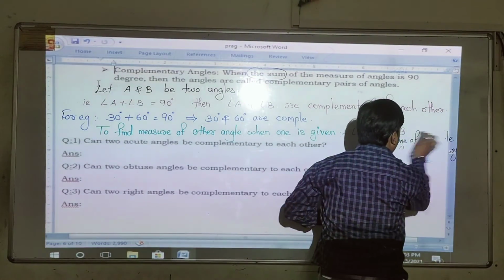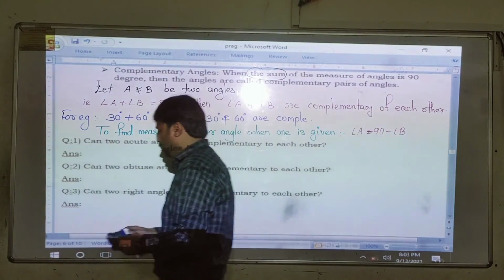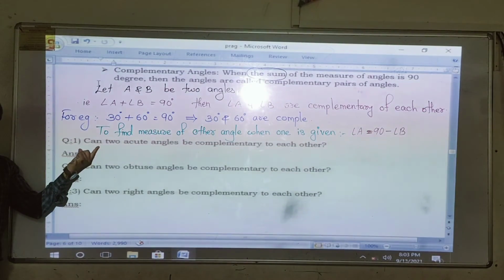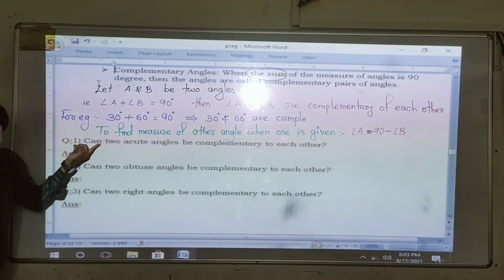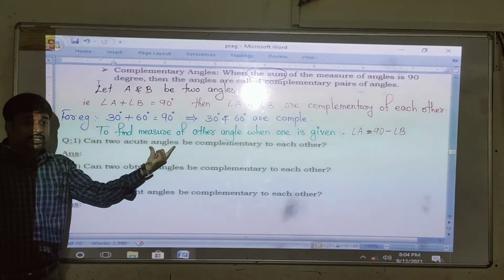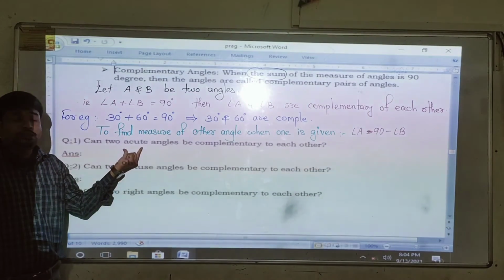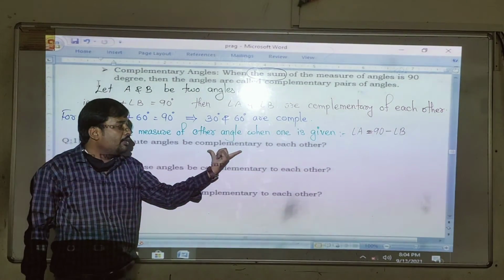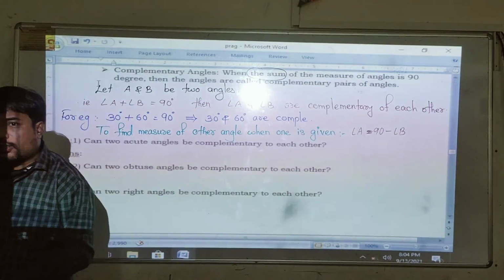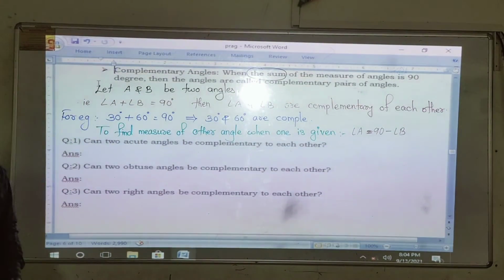Got it? Sure. Now here the question arises. Just think, is it true or false? Can two acute angles be complementary to each other? Can means probably, might be. Which angles are we taking? Acute angles. Can two acute angles be complementary to each other? Yes. How can we say that?